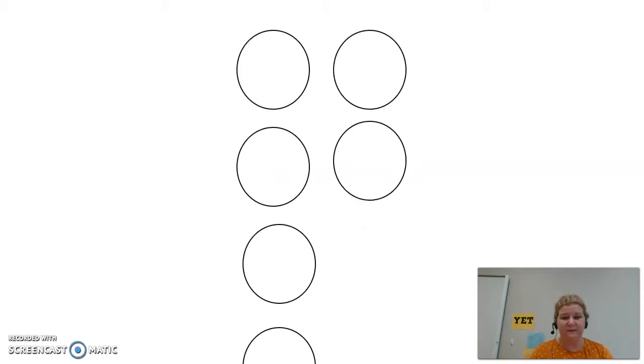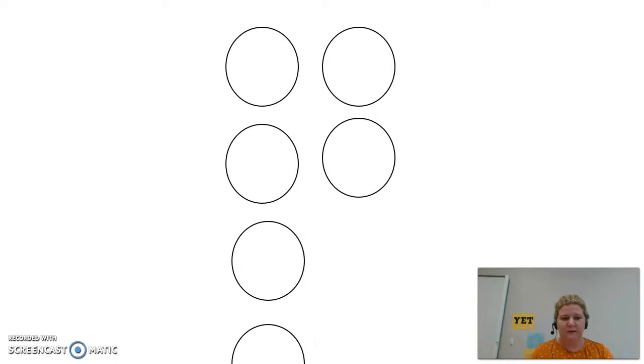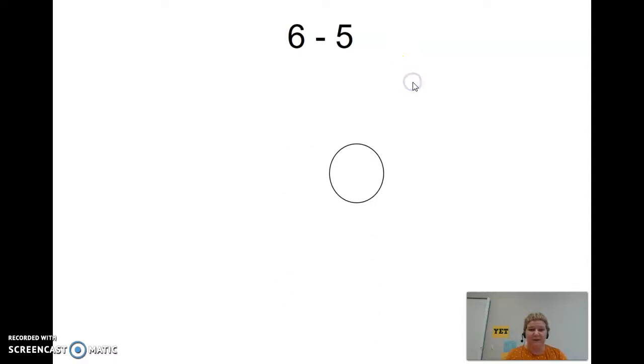6 minus 5. So we have 6 positives. Maybe I need to stretch that a little. Okay, I'm going to pause this and stretch it. Okay, thank you. So we have 6 positives, and we need to take away 5 positives. So let's do that. Boom. What's left? 1 positive. So, we've been doing that forever.